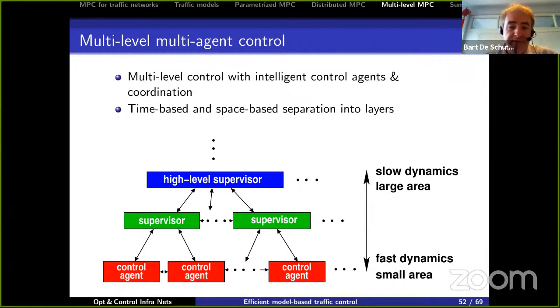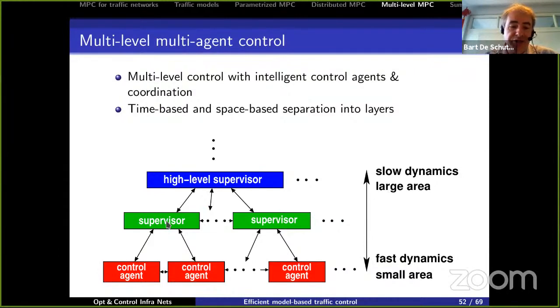So that's then the setting. We have multiple control levels. At the bottom, fast dynamics, small areas. At the top, slower and slower dynamics, so less frequent interaction and larger areas.